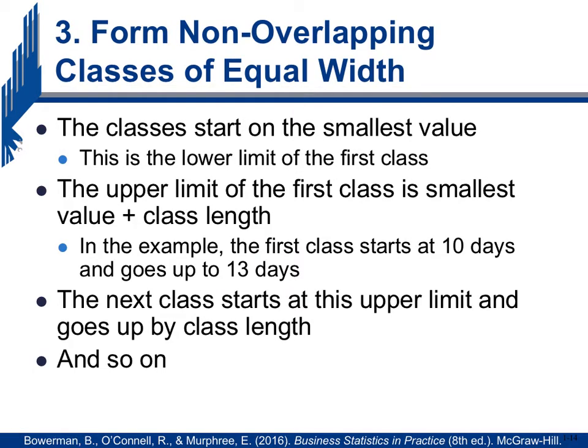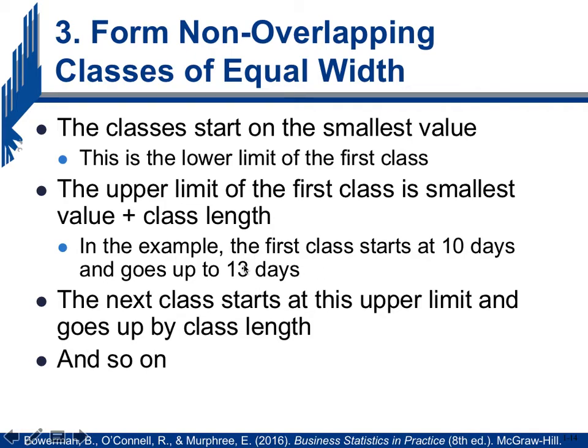Now, step 3 is to form the non-overlapping classes. So, we start the class with the lowest value, and the upper limit of the first class will be the lower limit plus the value of the class length. So, the lowest number is 10. Therefore, the upper limit of the first class will be just 10 plus the class length of 3, or 13. So the first interval will be from 10 to 13, while the next interval will follow a similar approach.